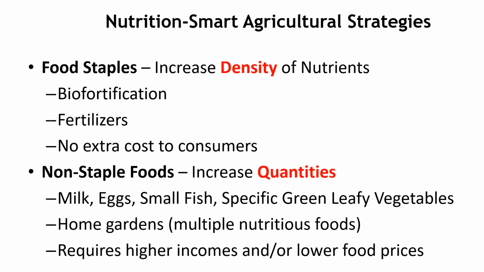As we look to the future, we can break down the specific activities to be undertaken within agriculture into two broad groups. First, those activities which focus on food staples, which must increase the density of minerals and vitamins. Consumers already eat maximum amounts of food staples. Second, those activities which focus on non-staple foods must seek to increase the quantities eaten. Fundamentally, this second strategy is only possible if incomes can be increased and food prices can be lowered. Both broad strategies need to be pursued simultaneously.